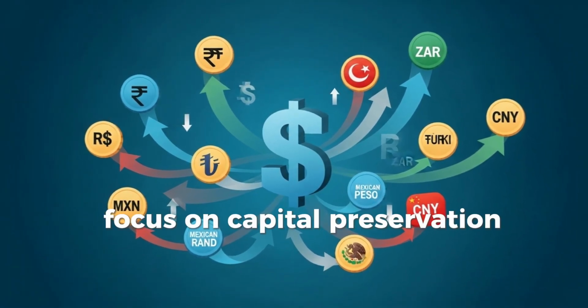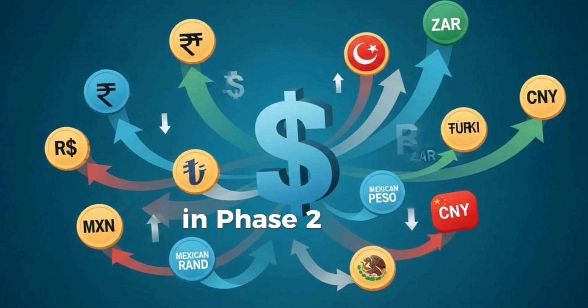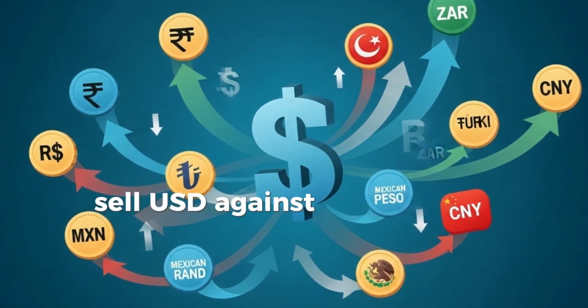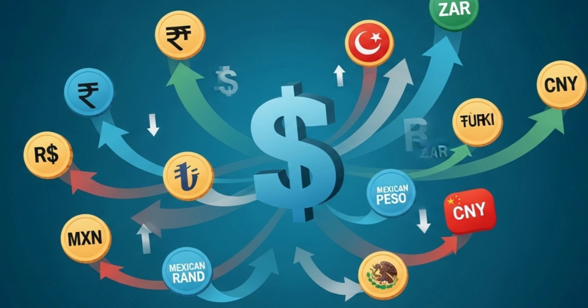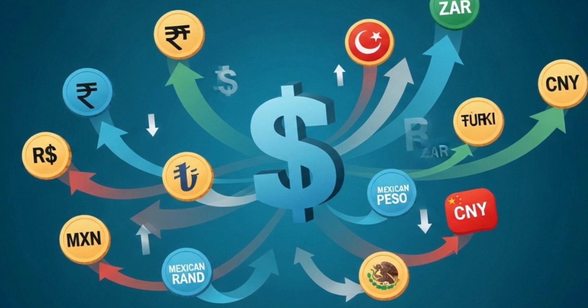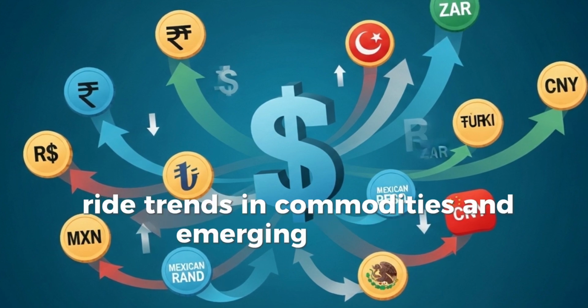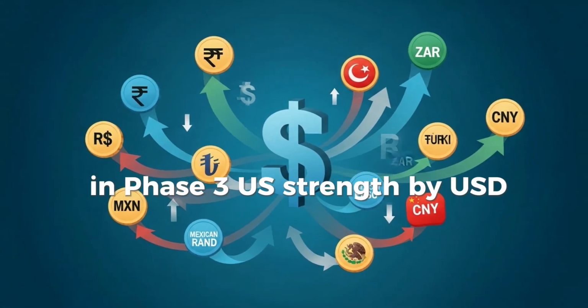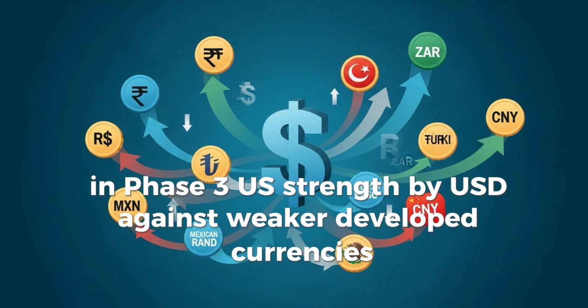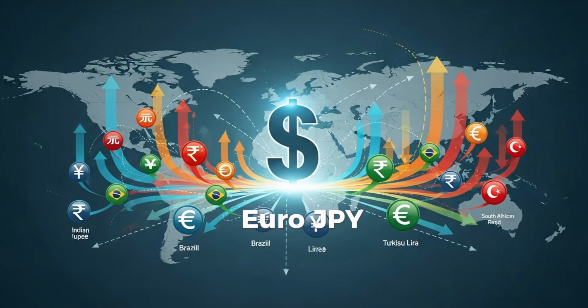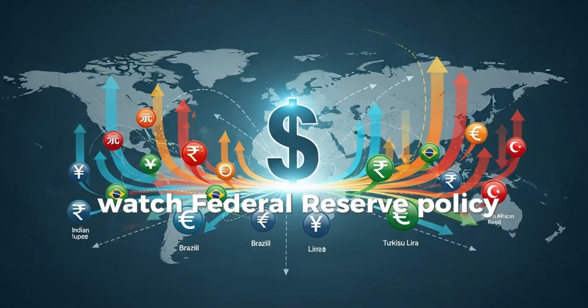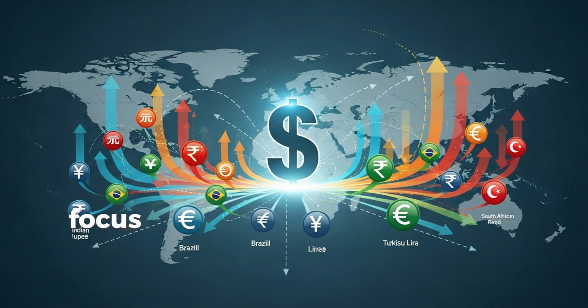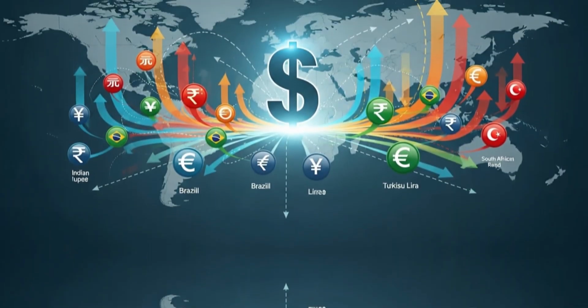Focus on capital preservation. In Phase 2, risk on: sell USD against high-yielding currencies. Look for carry trades. Ride trends in commodities and emerging markets. In Phase 3, U.S. strength: buy USD against weaker developed currencies, Euro, JPY. Watch Federal Reserve policy closely. Focus on interest rate differentials.